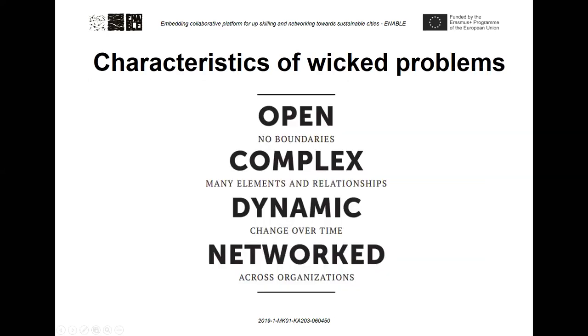Okay, so the characteristics of these wicked problems are the following. They're open, complex, dynamic, and networked. Open meaning more parties are involved, and no real boundaries are set as such. So there is an overlapping and a fluctuation from one problem situation to another, reflecting on all the parties involved. They have many elements, but also there are layers of relationships, old and new, different types of relationships, between the involved parties or stakeholders.